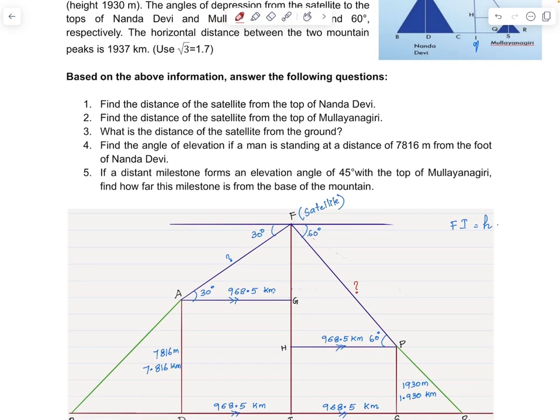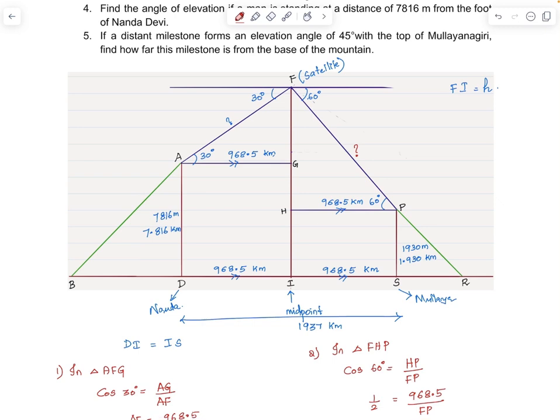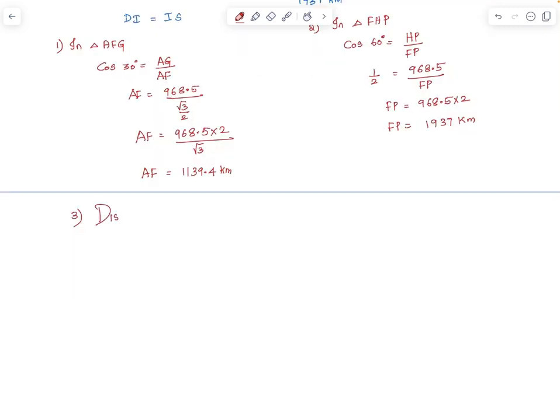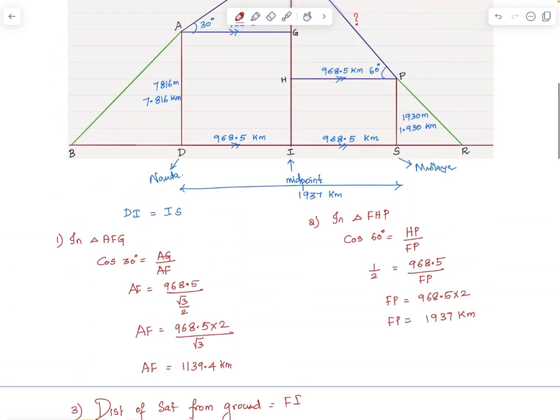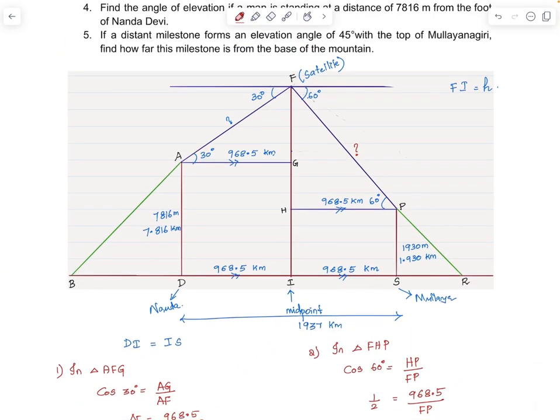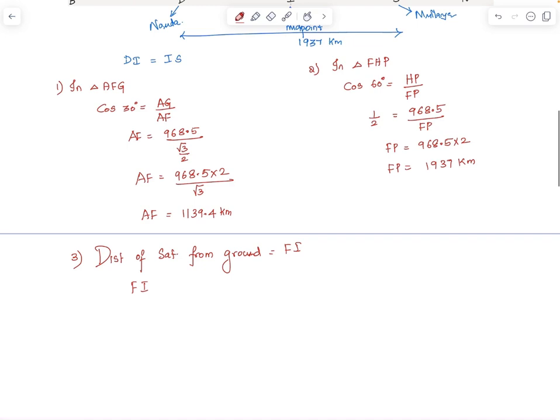Question number 3. What is the distance of the satellite from the ground? That is, we have to find the distance FI. Distance of satellite from the ground is FI, and FI can be written as FG plus GI. GI is equal to the height of the peak Nanda Devi, and FG we can figure out from the triangle AGF. FI is equal to FG plus GI.